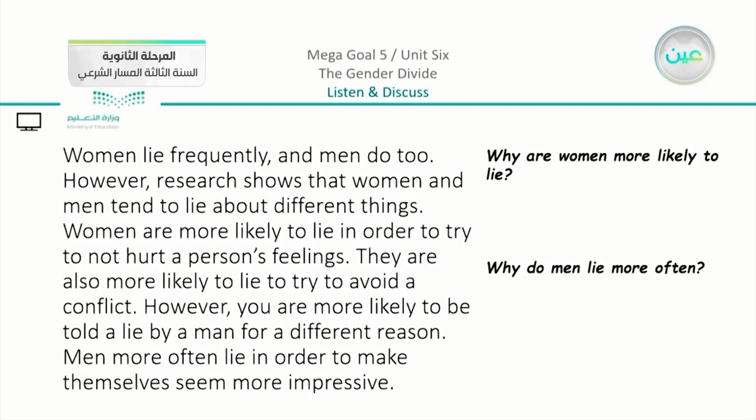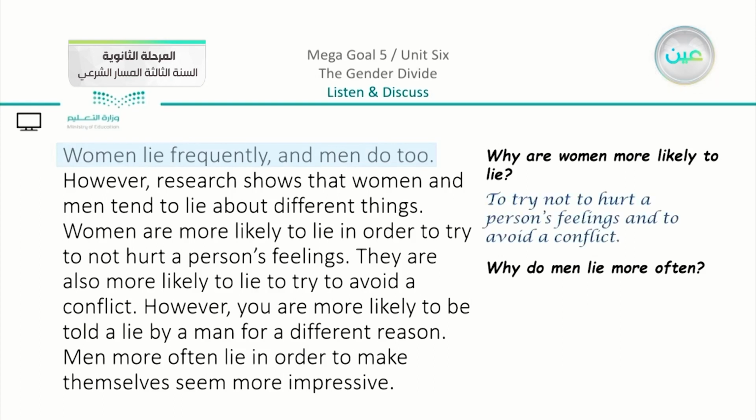After that, we have the question, why are women more likely to lie? And why do men lie more often? So what do you think about the statement that we said, who lies more? We can see basically that women lie frequently and men do too. So here we can see that it is an equal answer, but women try to not hurt a person's feelings and to avoid a conflict. That's the reason why they lie. On the other hand, men more often lie in order to make themselves seem more impressive.